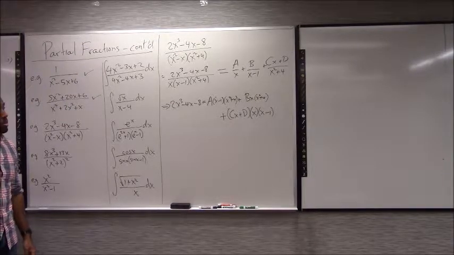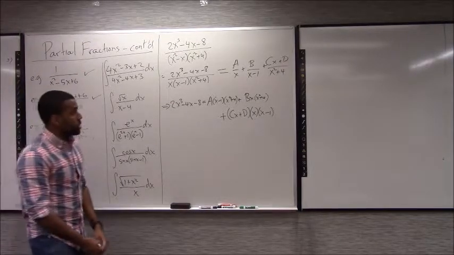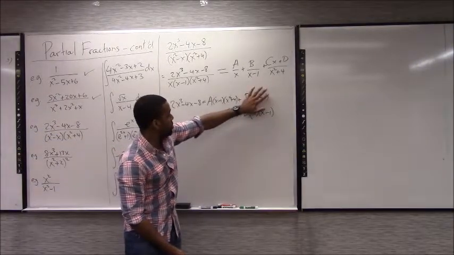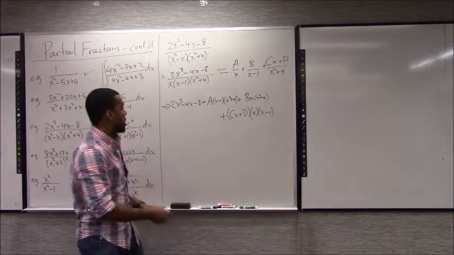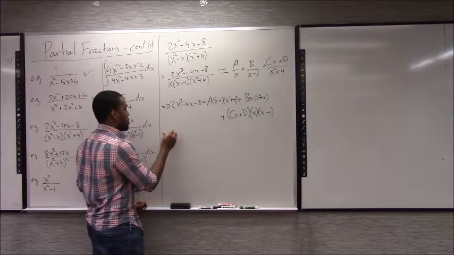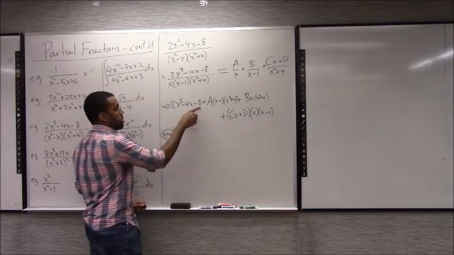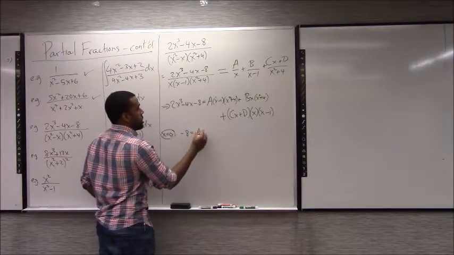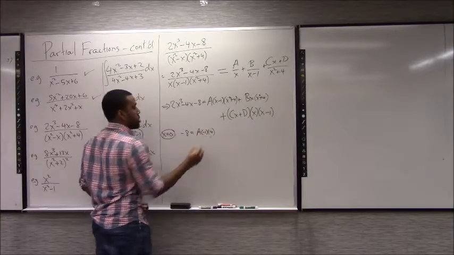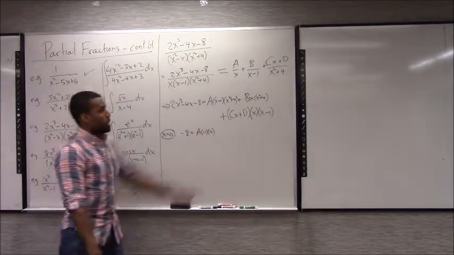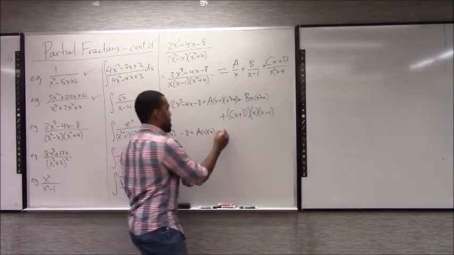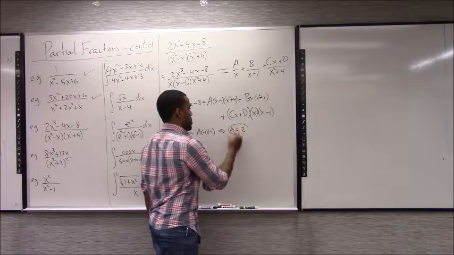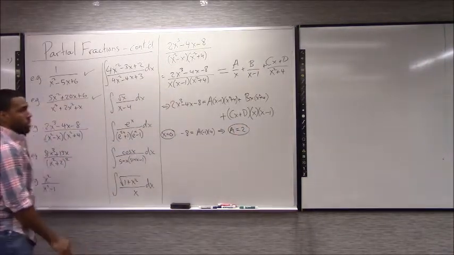Yeah? You could have x equals 0 to find A. You can plug in x equals 0. That will kill this because there's an x and there's an x, so that will kill both of these terms, and you'll be able to solve for A. So if I pick the convenient value x equals 0, here I'd have minus 8 equals A times minus 1 times 4. And this will die and that will die. And so A, I know, is going to be 2. Okay, what else can we do?